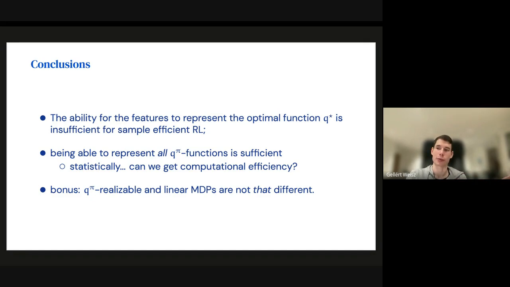Another bonus thing that we learned, which might be of independent interest, is that qπ-realizable MDPs are not that different from linear MDPs. The only difference is that the qπ-realizable MDPs have these potential additional low-rank states, and if you can figure out which ones they are, then you can just reduce the problem to a linear MDP problem. So yeah, that's all I wanted to say. If there are any questions, I'd be happy to answer them.